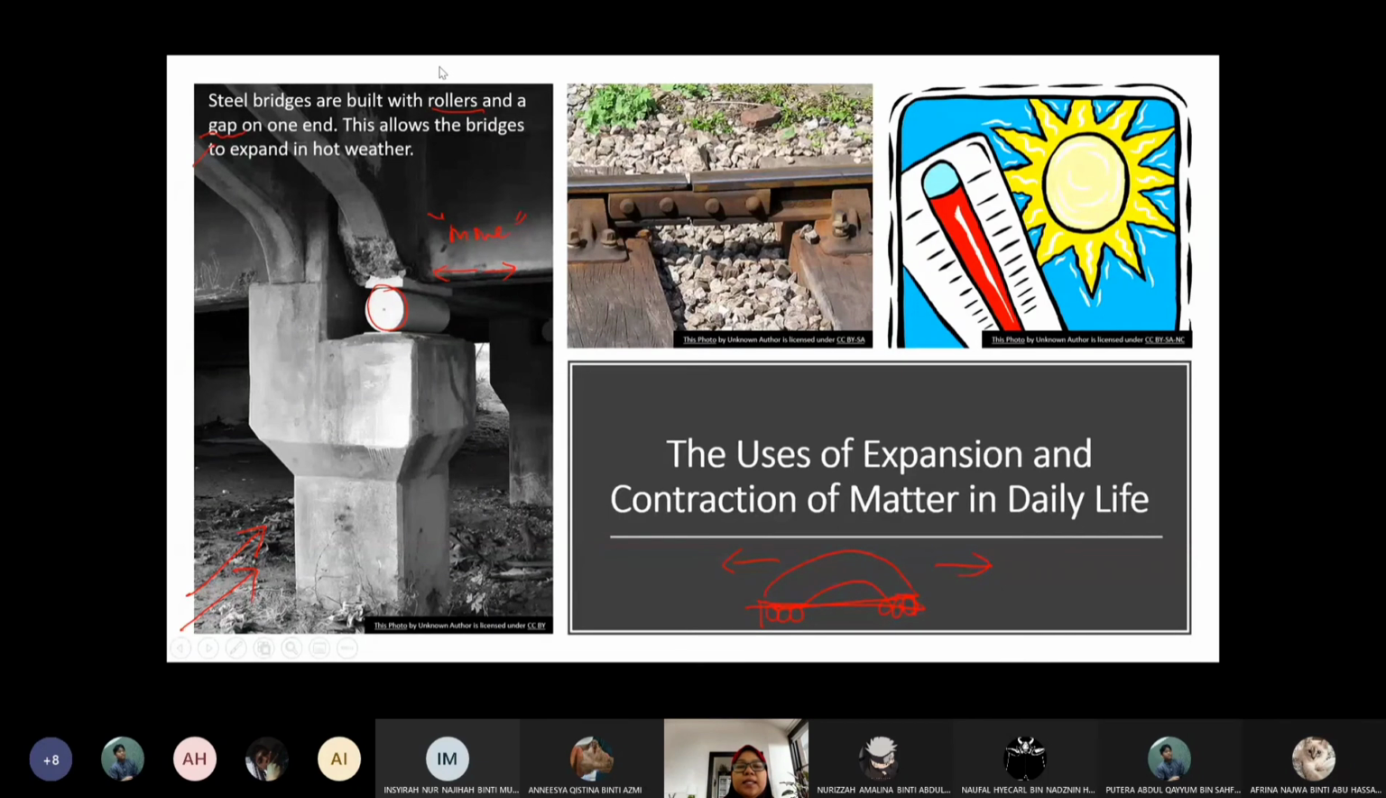And then this is a railway track. If you look at the railway track, ada banyak bahagian, so I just focus on one part. That is a gap. The gap is there to enable the railway track to expand in hot weather. Without these gaps, the track will buckle up and overlap and be destroyed. So kita kena buat lagi yang baru. We don't want that to happen.